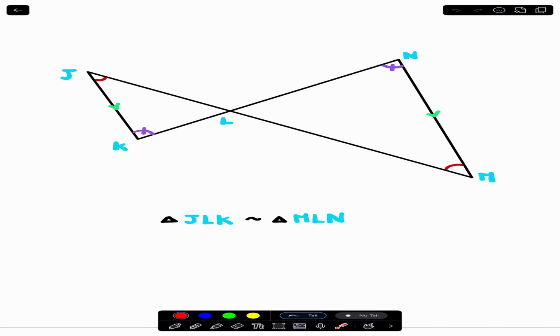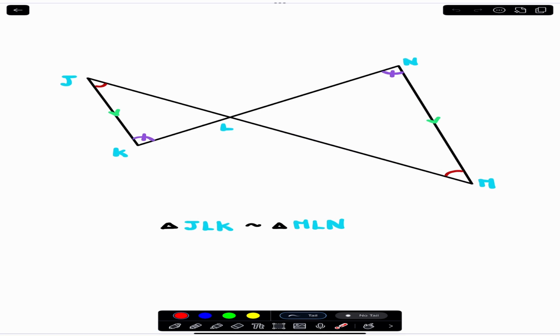And in this case, once again, we got equal angles. So if you remember your corresponding angles based on this Z pattern, angle J is equal to angle M, and angle K marked with this little tick is equal to angle N.